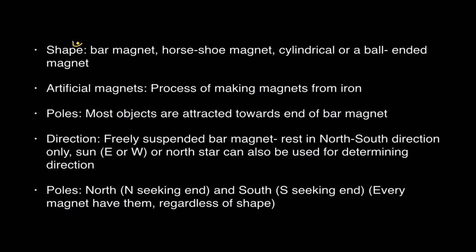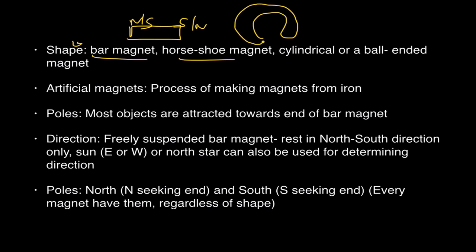Now shape, it can be a bar magnet. A bar magnet is something like this. This is north, this is south, or this is south, this is north. A horseshoe magnet is something like this. You must have seen it. Everyone has seen it. And cylindrical, obviously you know what a cylinder is, something like this. A ball-ended magnet. So these are various magnets.